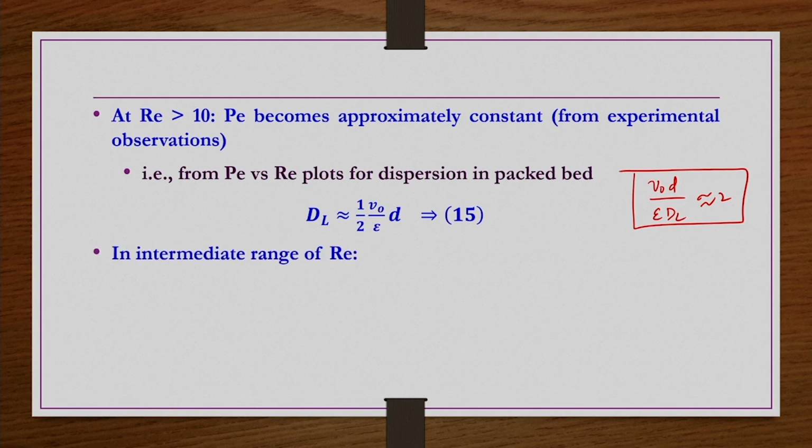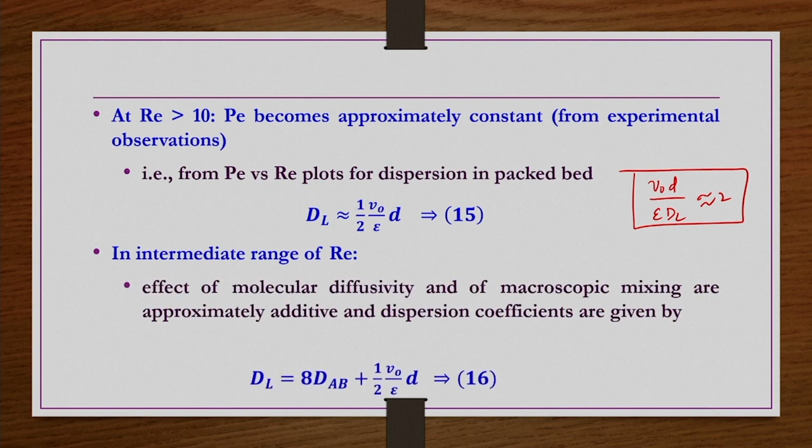In the intermediate range of Re, people found that the contributions at low Reynolds number and high Reynolds number are additive, and they have written dl equals 8 dAb plus half V naught d by epsilon. This is the contribution because of the high Reynolds number, this is the contribution because of the low Reynolds number, and in the intermediate range these two are added together.